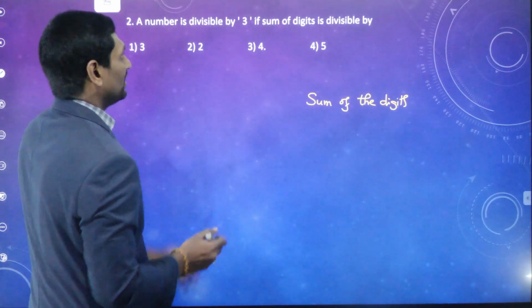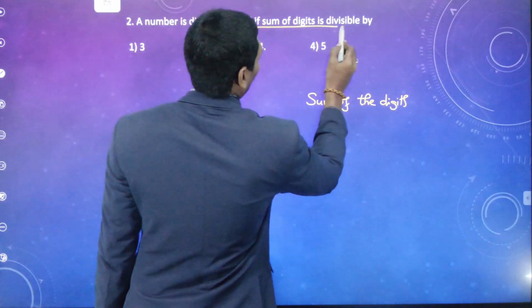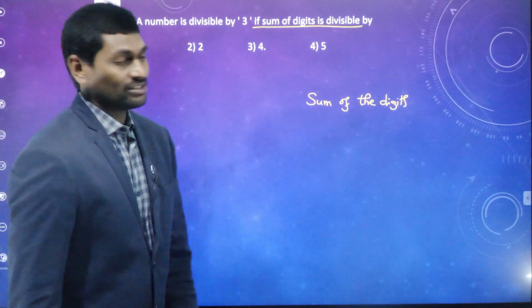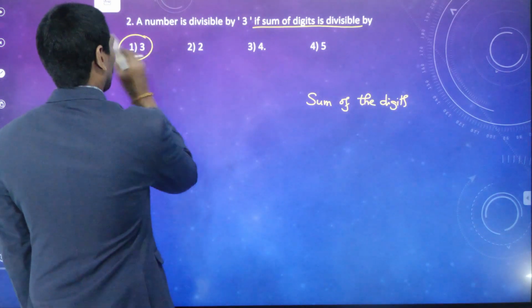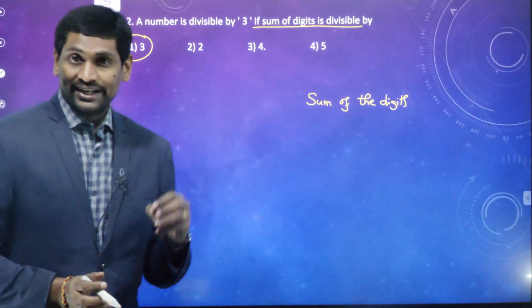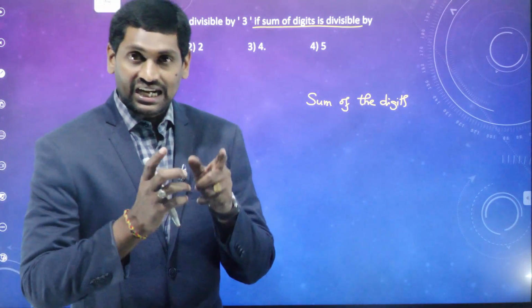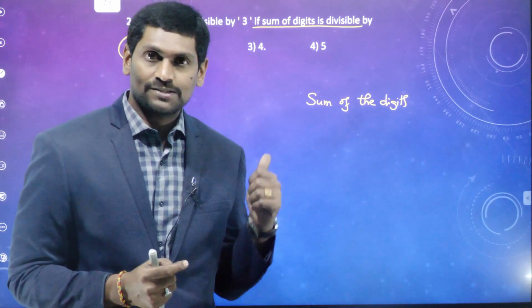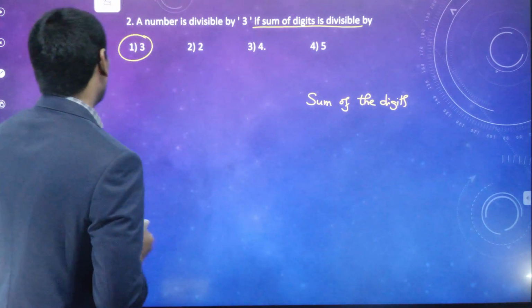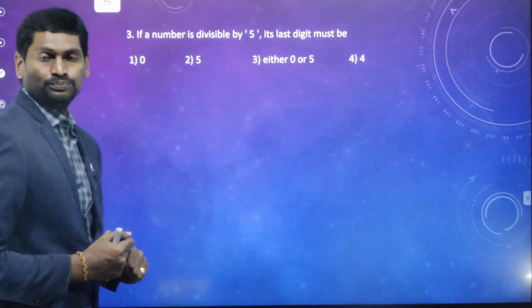Let us see here. If the sum of digits is divisible by 3, option number 1. These are direct options, because these are all concept based questions. The concept we have discussed in our previous class. Please go and watch it. Let us move on to the next problem.